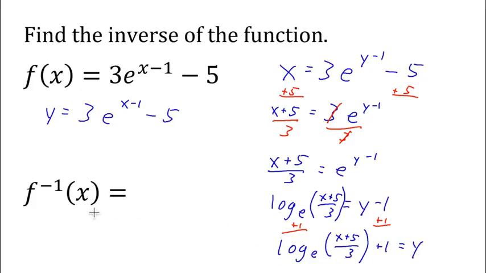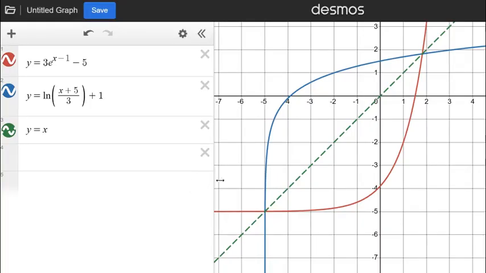Now, when we write it here in function notation, log base e is the natural log, so we're going to write ln instead of log base e. So f inverse of x equals the natural log of x plus 5 over 3 plus 1. And looking at the two graphs of the exponential function and the natural log function, we see they are reflections of each other across the line y equals x.